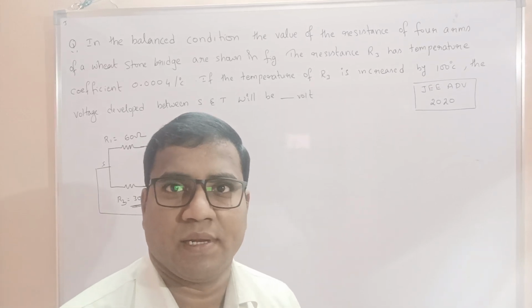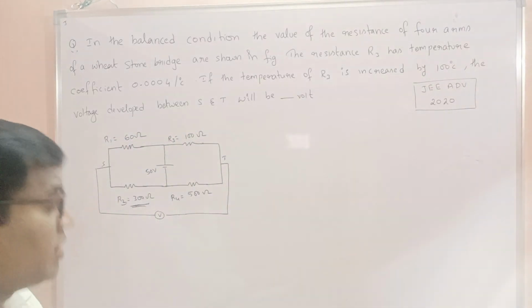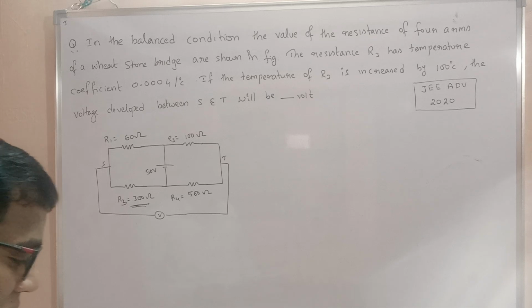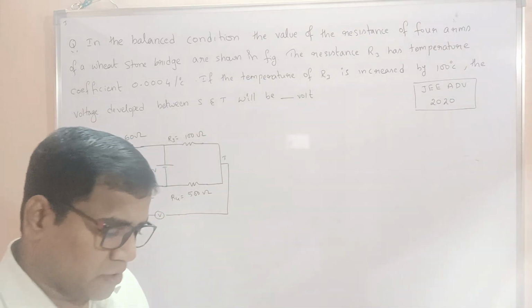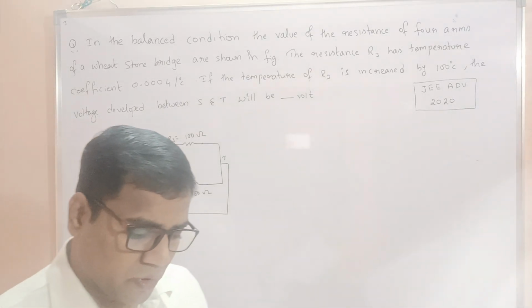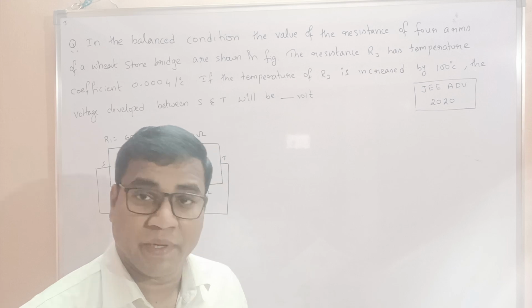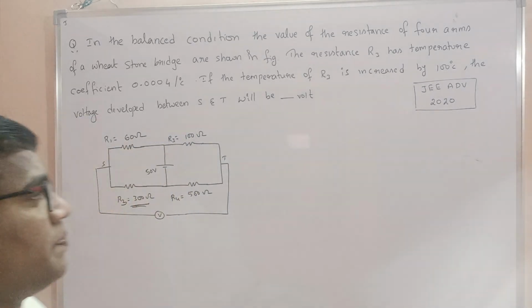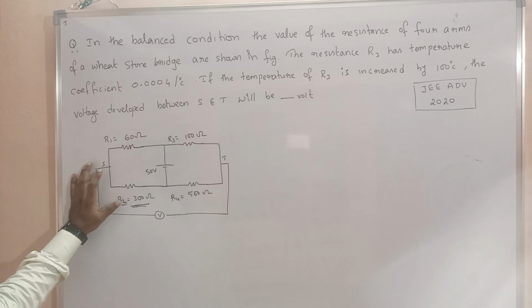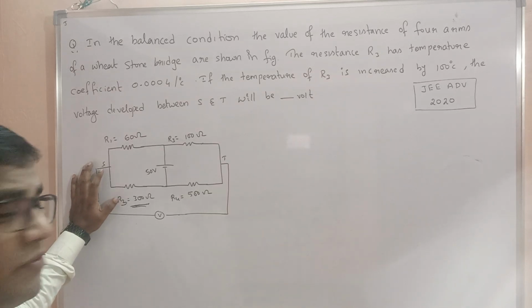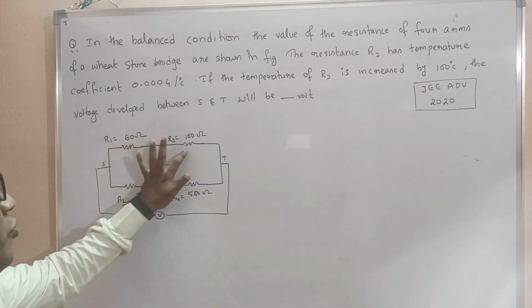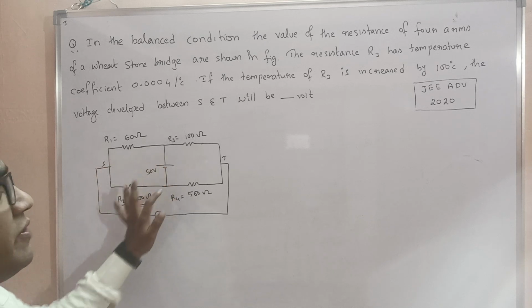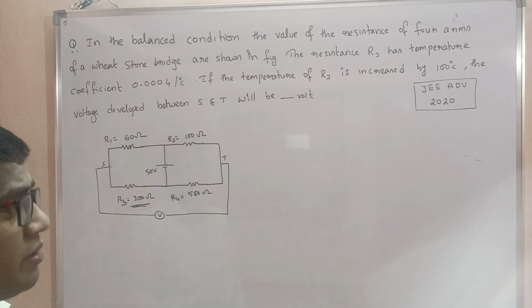Dear students, let's see this question. Here, in the balanced condition, the values of the resistance of the four arms of a Wheatstone bridge are as shown in the figure. It is a balanced Wheatstone bridge. Four arms, four resistances are given, as shown in the figure.